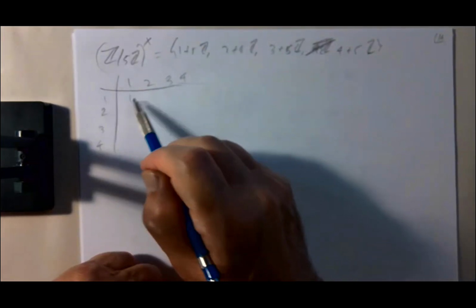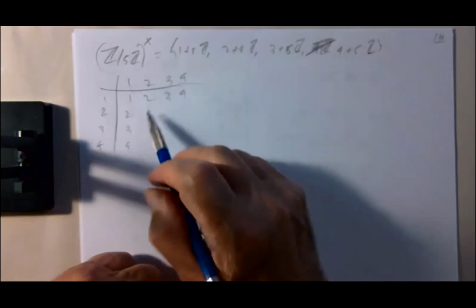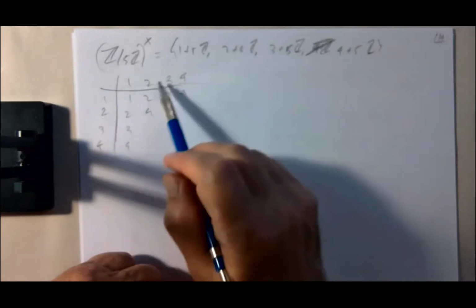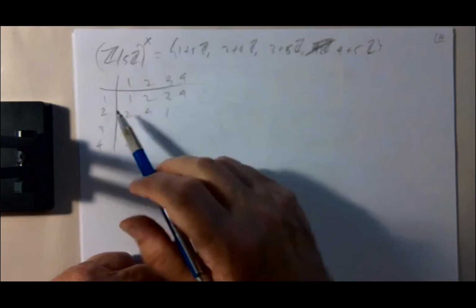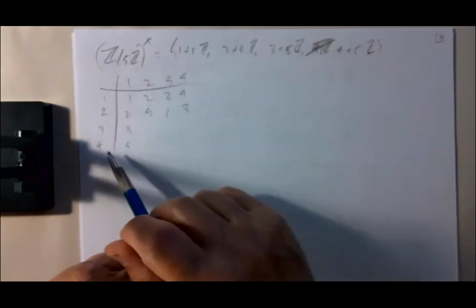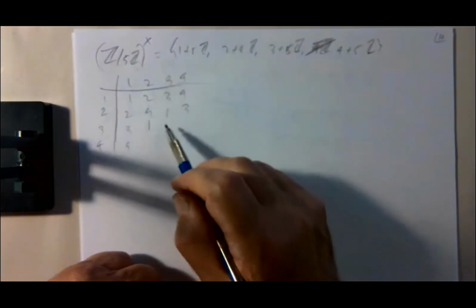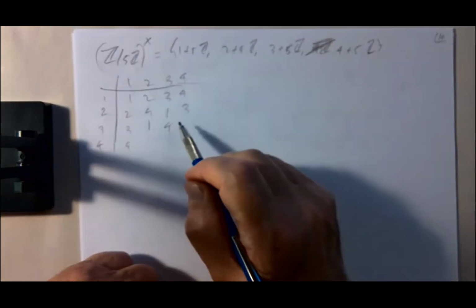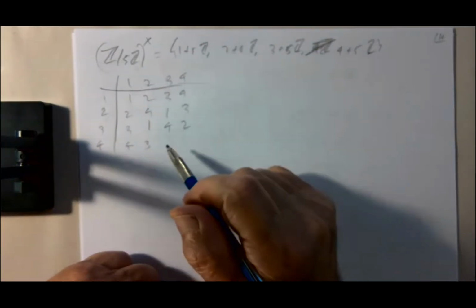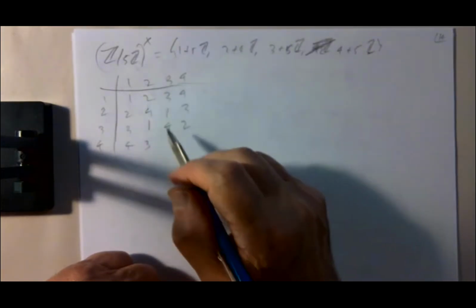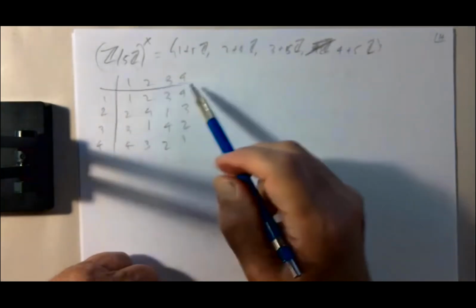1 times everything is 1. 1 is the multiplicative identity. 2 times 2 is 4. 2 times 3 is 6, which is 1 mod 5. 2 times 4 is 8, which is 3 mod 5. 3 times 2 is 6, which is 1. 3 times 3 is 9, which is 4. 3 times 4 is 12, which is 2. 4 times 2 is 8, which is 3 mod 5. 4 times 3 is 12, which is 2. 4 times 4 is 16, which is 1. This is the multiplication table.